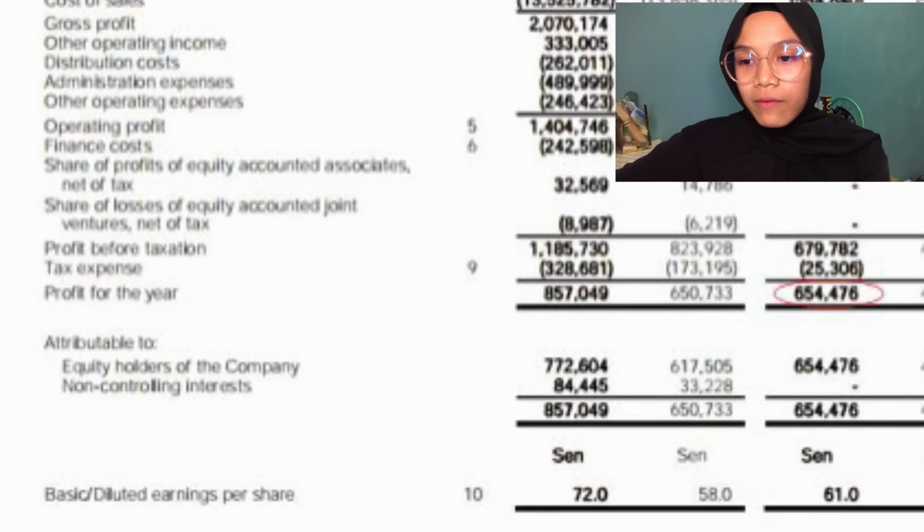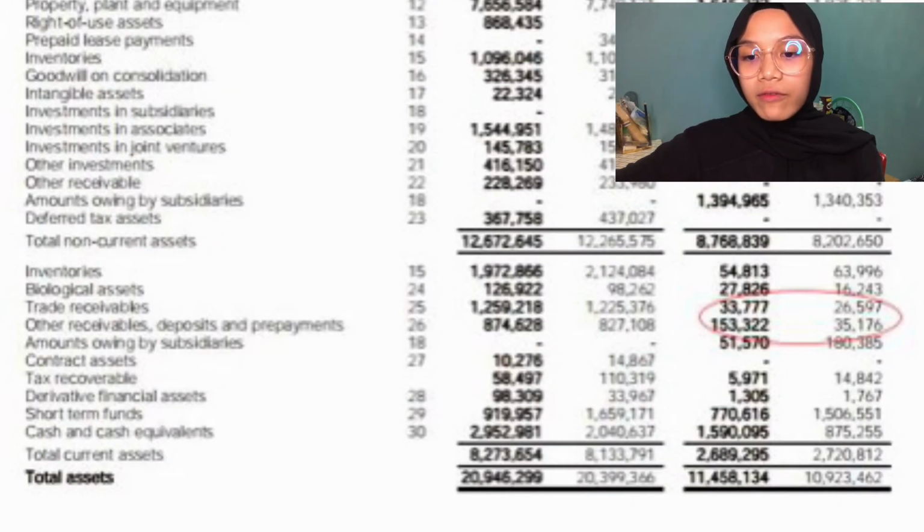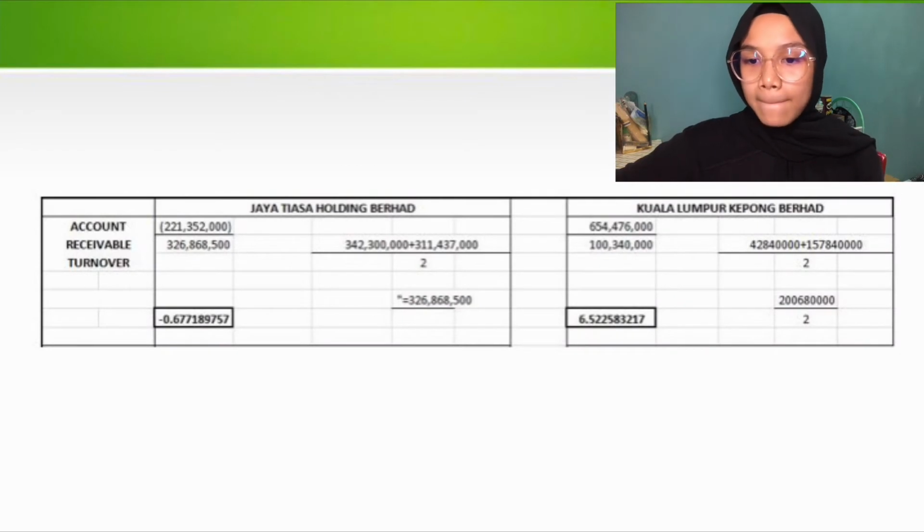0.68. For KLK Berhad, its net sales for the year 2020 were RM654,476,000. Its average accounts receivable was calculated by adding RM42,840,000 to RM157,840,000 and dividing the amount by 2. After that, we get an accounts receivable turnover for KLK Berhad of 6.52. This is the result for both companies.